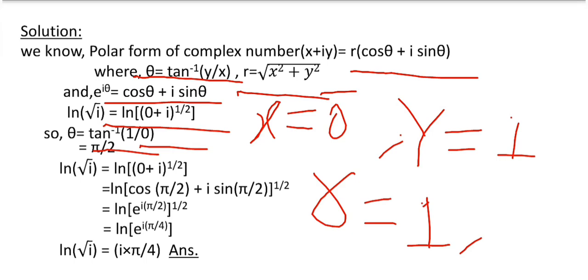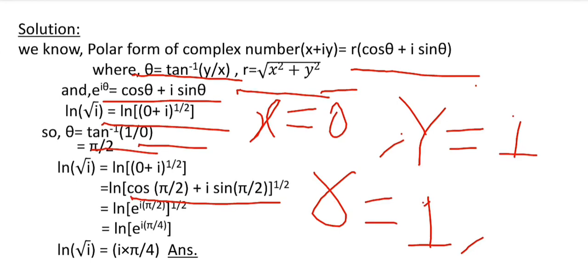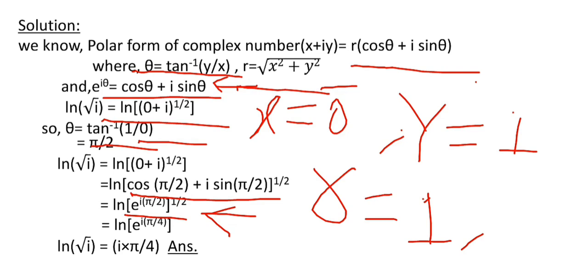So the polar form of this complex number is equal to cos pi by 2 plus iota sin pi by 2, and this expression looks like the above formula where theta is equal to pi by 2. So you can simply replace it by e to the power iota theta, where theta is pi by 2. So the final expression is ln of e to the power iota pi by 2, all to the power 1 by 2, and this is now equal to ln e to the power iota into pi by 4.